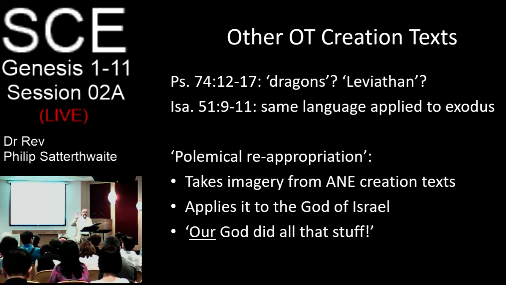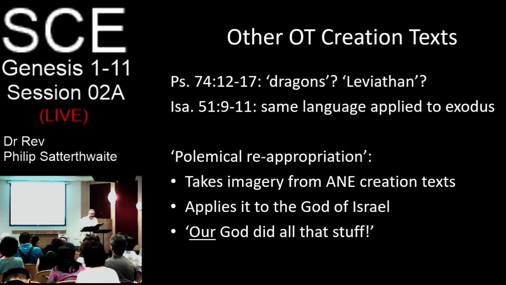So this is clearly a text which speaks about God as creator. Note those references to day and night and to stars and sun and moon at the end of the text. But what are these references to the dragons? You broke the heads of the dragons in the waters, and crushing the heads of Leviathan. What are these references doing in the text? Just to remind you, we don't read of any of these things in Genesis 1.